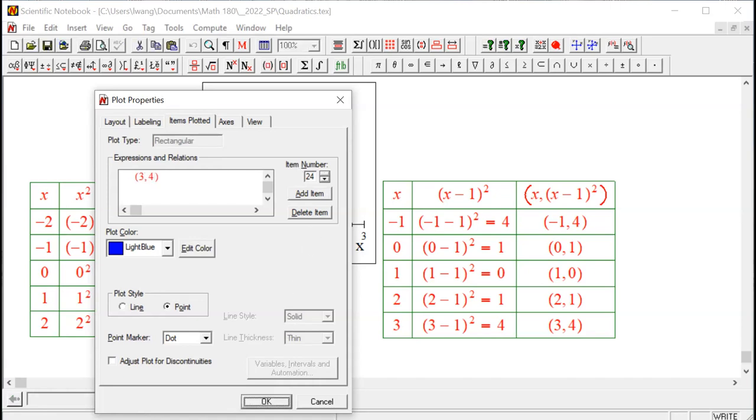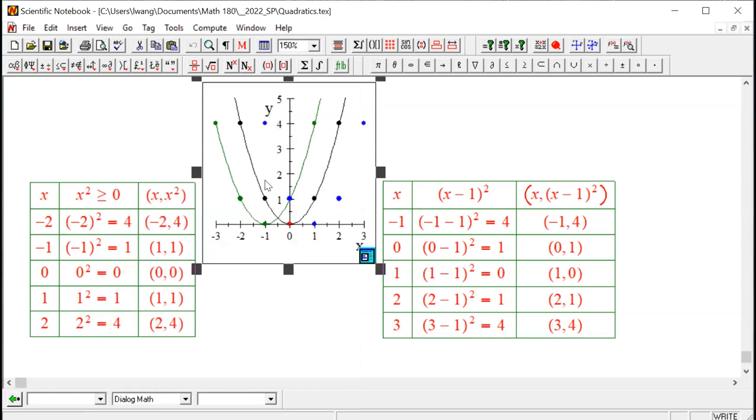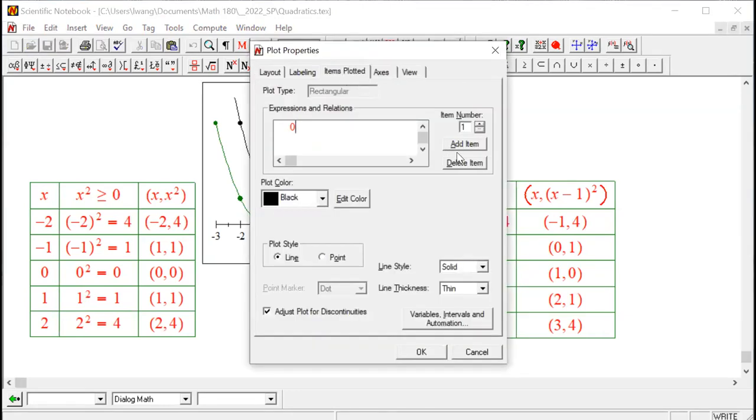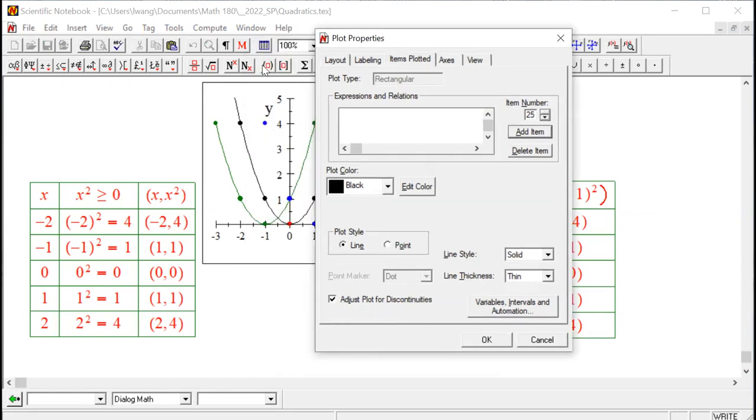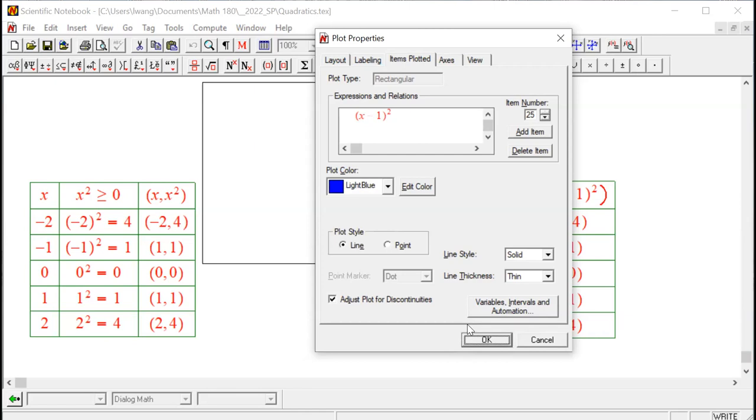Okay, there we go. All the points on the black are shifted to the right by 1 unit. So if I collect the blue dots, right, connect the blue dots, that's going to be x minus 1 squared. The blue curve, ta-da, there you go.